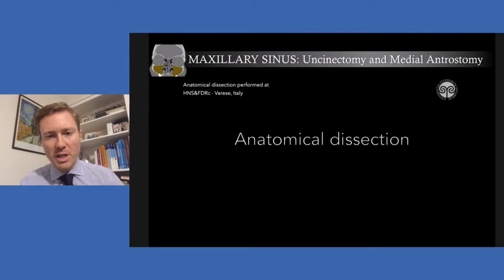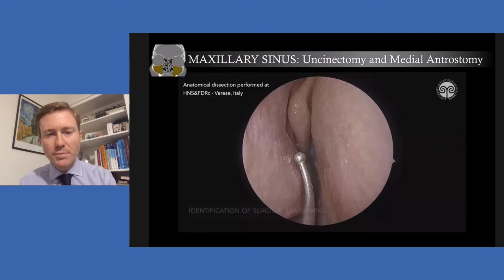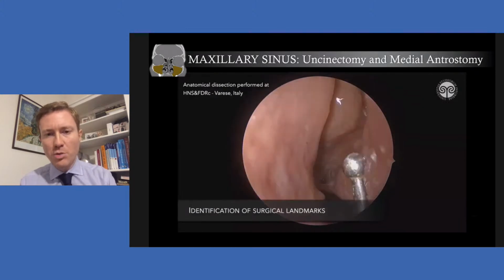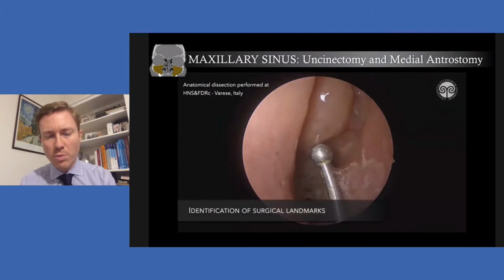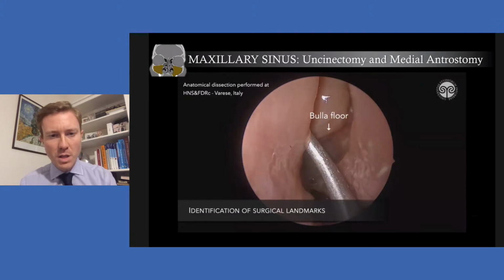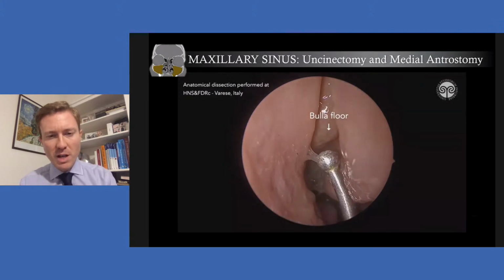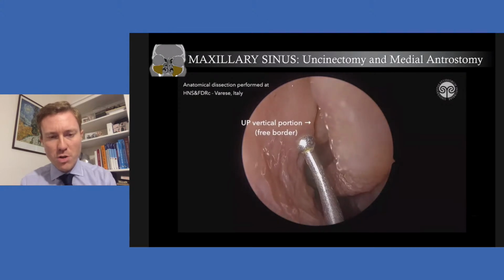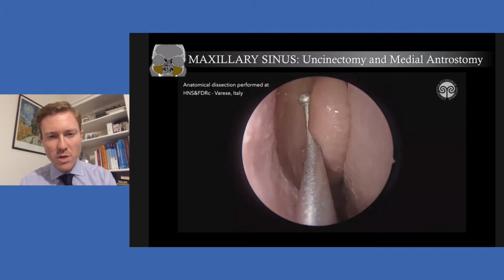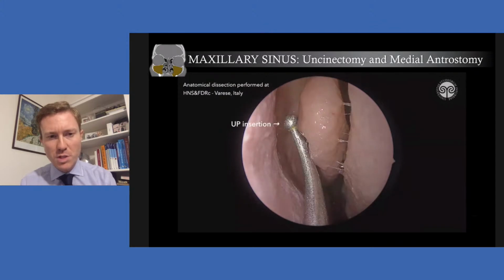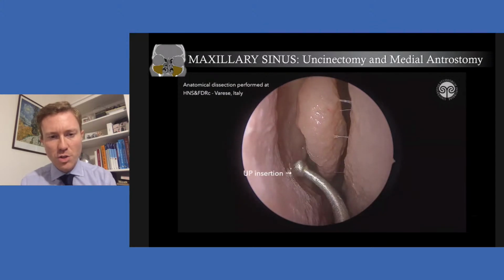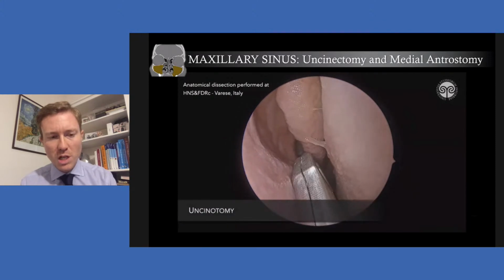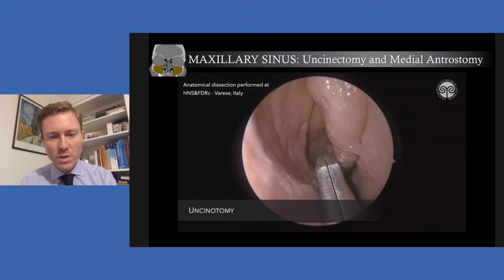And this is anatomical dissection. We identify our landmarks, middle turbinate, floor of the bulla, you see, infundibulum. At the level of the infundibulum, we can see the vertical portion of the uncinate process, and we have to cut this inferior part because this is the anterior insertion of the uncinate process. And so we are ready to start with the uncinotomy.